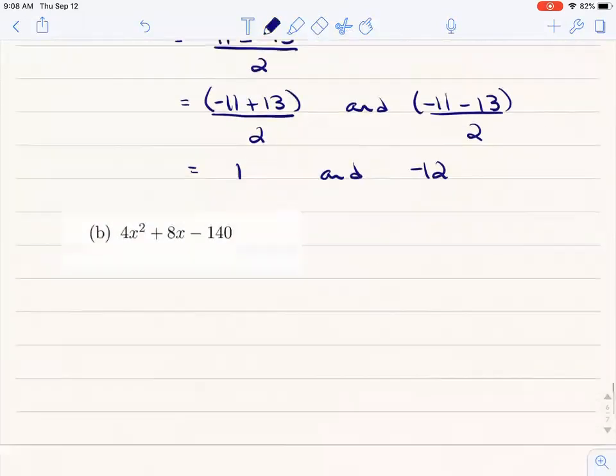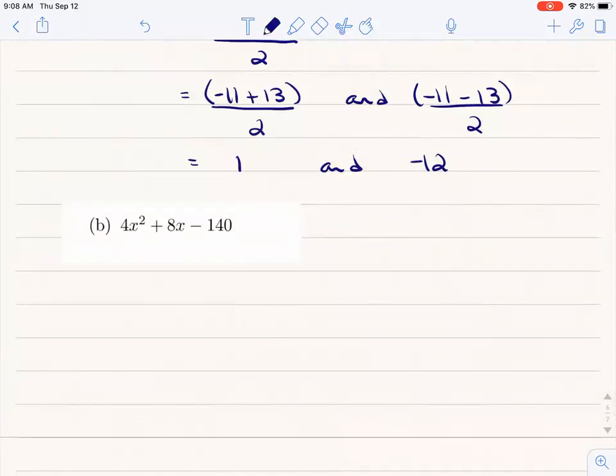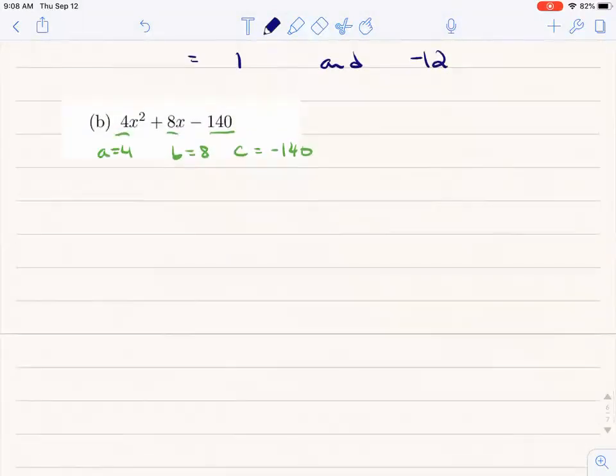So here we've got the same thing going on, right? Let's just figure out here. So A is 4, B is 8, and C is -140. Same idea, right? We can kind of kick it up a notch. And so we've got x is -b plus minus the square root of b squared minus 4ac over 2a.